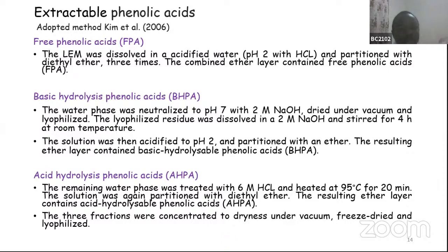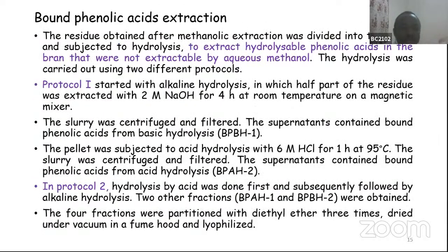While the residue after methanolic extraction was subjected to extraction to extract hydrolyzable phenolic acids in the bran that were not extracted by the aqueous method. So the extraction was carried out using 2 protocols. The residue was divided into 2 equal parts.